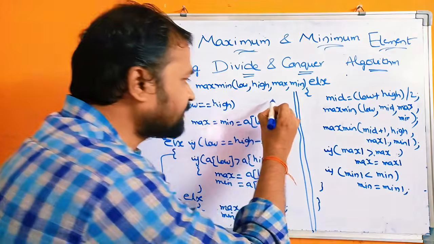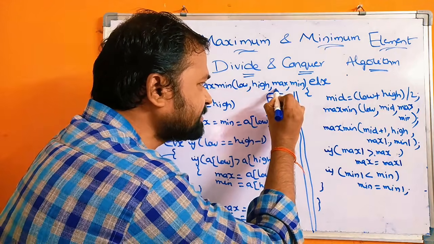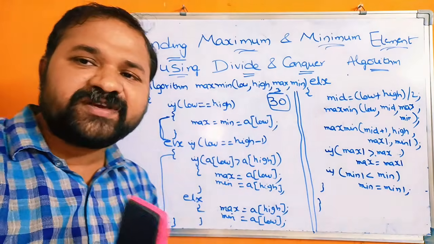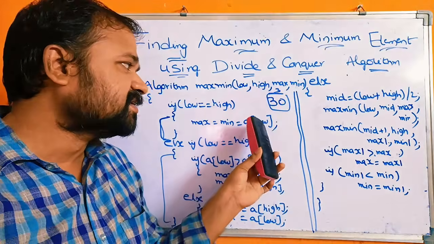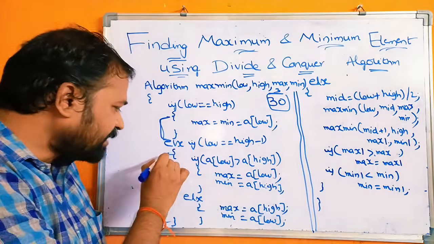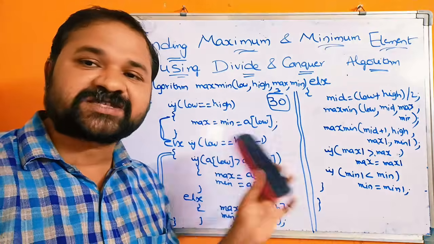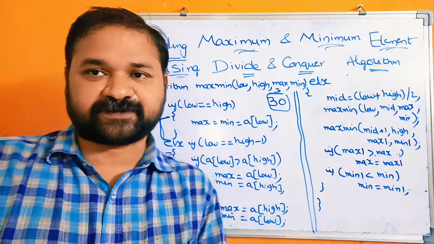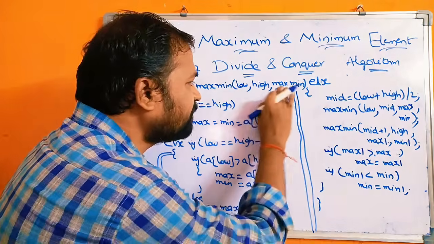Okay. So let's say the list contains only one element. Let the index be 3. Then what will happen here? The low value is 3, high value is 3 only. So max is equal to min is equal to A of 3. So that means in max and min, 30 will be stored. Okay. And now let's see the second condition. Else if low is equal to high minus 1, that means if the list contains two elements, so let's say we have a list like this.